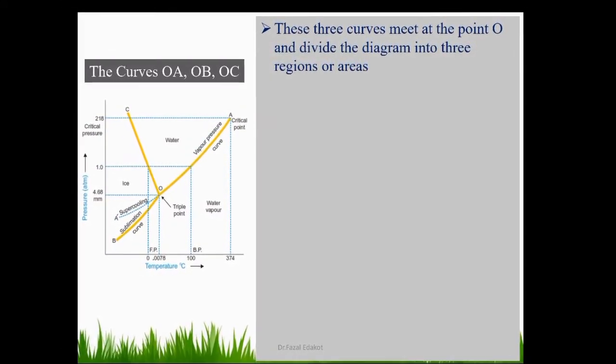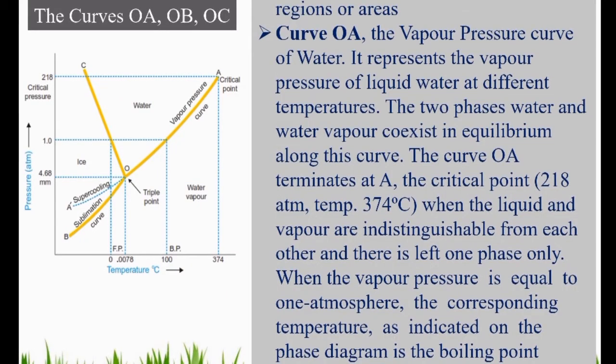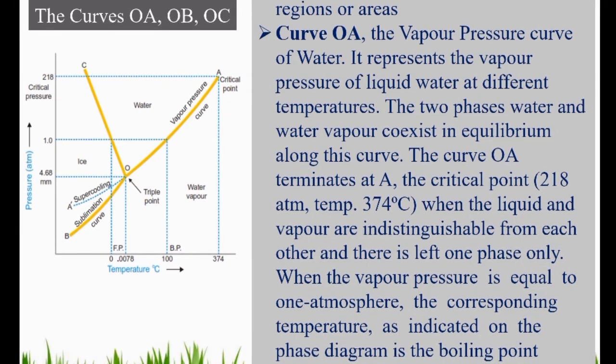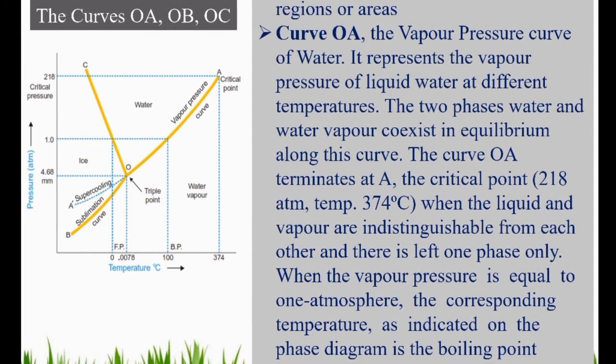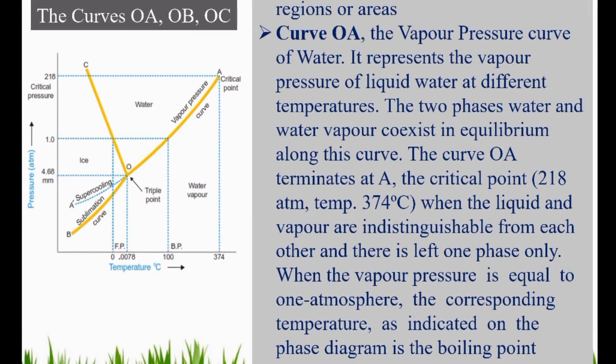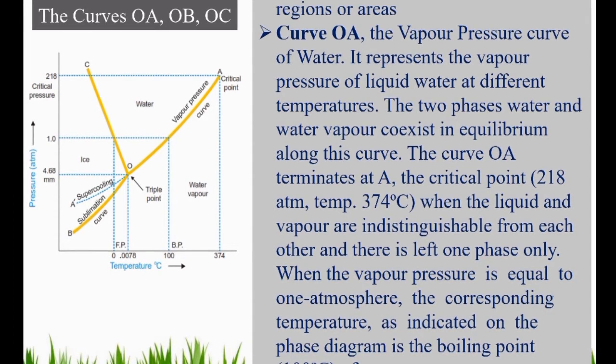The curve OA is the vapor pressure curve of water. It represents the vapor pressure of liquid water at different temperatures. We have already discussed this. The 2 phases, water and water vapor, coexist in equilibrium along this curve. The curve OA terminates at A. That's a point you need to understand. The point A is what we call the critical point.